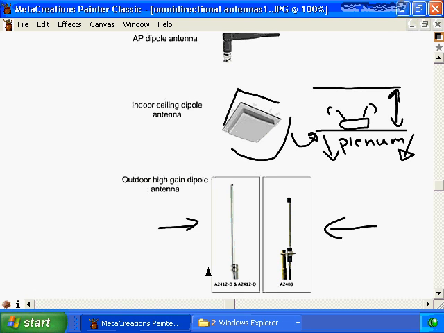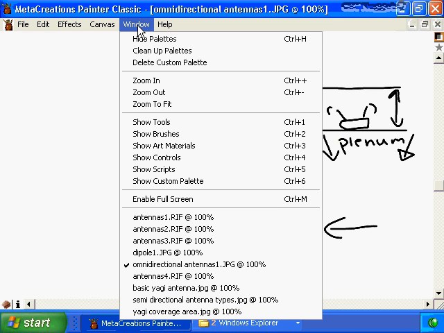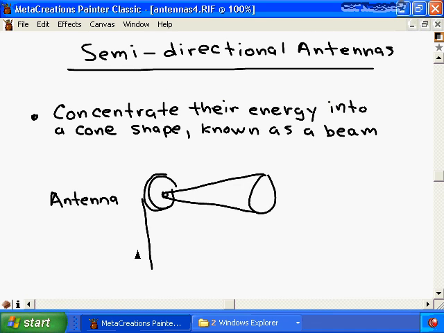Now, in addition to omnidirectional antennas, there are also semi-directional antennas. Let's bring up a whiteboard and learn about this category of antennas. Antennas that fall into this category concentrate the radio frequency energy into a cone shape, which is also known as a beam. So in contrast to a dipole antenna, where the radio frequency is transmitted on a 360-degree horizontal plane, with a semi-directional antenna the majority of the energy is transmitted forward, so we've got a directional pattern, if you will.